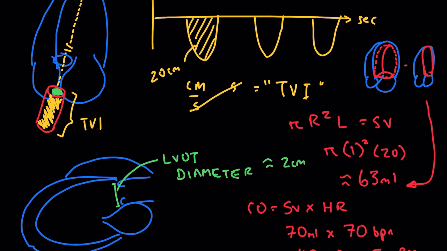But most typically, when we're calculating stroke volume, we'll use this method of measuring the velocity and the diameter right at the LVOT, and then we can multiply the TVI by the cross-sectional area of that cylinder, and that gives us stroke volume, which we can multiply by heart rate to get cardiac output.